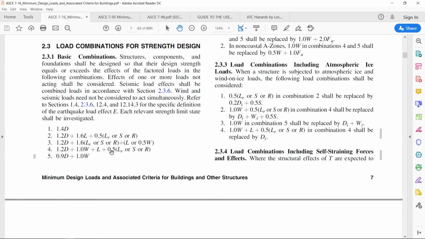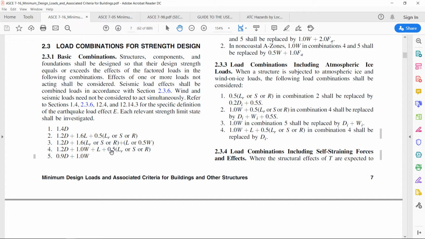So there are several differences, or the impact is there. For example, the value of importance factor is changed. Now the value of importance factor is 1, and there are other changes also.